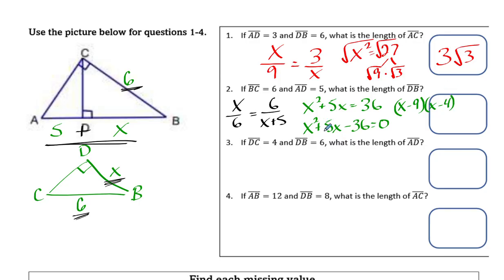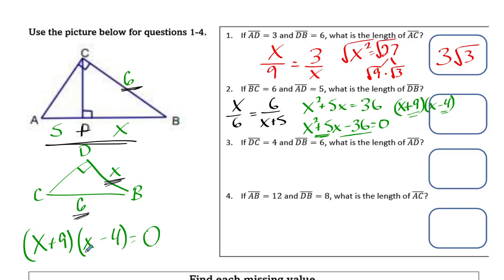It's got to be a positive 9. To give me a positive 5, it's got to be a positive 9 and a negative 4. Those two multiply to give you negative 36, and they add up to give you 5. So this is the factored version of that. X plus 9 and x minus 4.